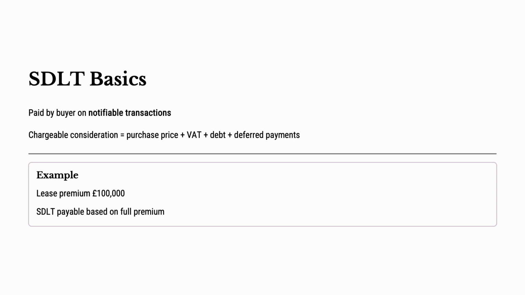So if a lease is granted with a premium of 100,000, SDLT is payable based on the full premium. If there is also rent payable, there is additional SDLT on the net present value of the rent. SDLT is paid by the buyer, not the seller. The buyer's solicitor must submit the SDLT return to HMRC within 14 days of completion and pay the tax. This is one of those post-completion duties we talked about in Chapter 1. Failure to pay SDLT on time results in penalties and interest, and it's crucial to get it right.